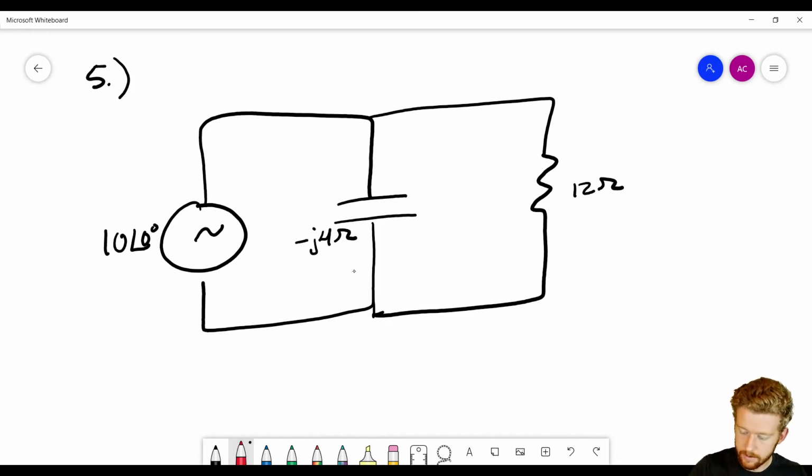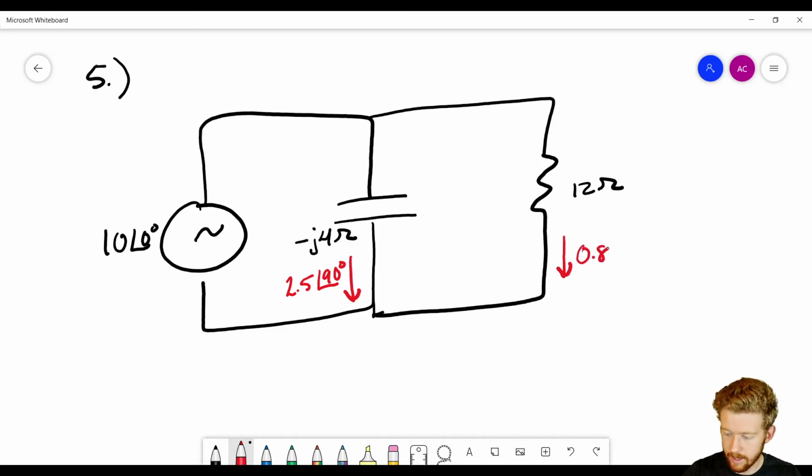Right, so now this capacitor, I'm just going to give you some more information, has a current of 2.5 with an angle of 90 degrees. Okay, so the current leads the voltage, or the voltage lags the current, which is what we expect. And this resistor has a current of 0.833 with an angle of 0 degrees. Okay. So now let's calculate the power in each of these components.